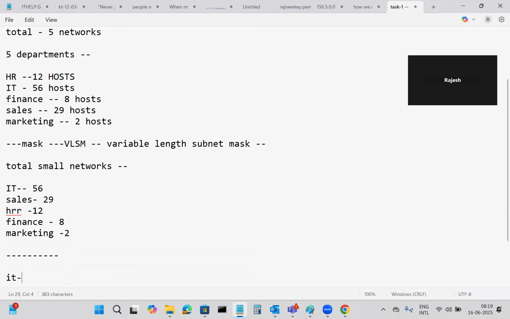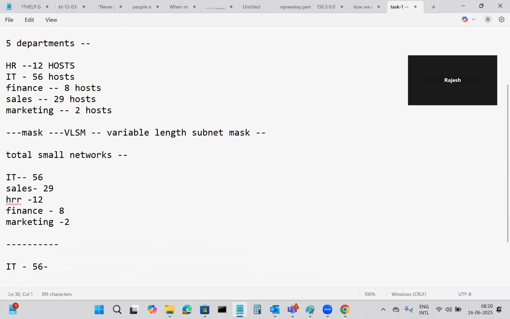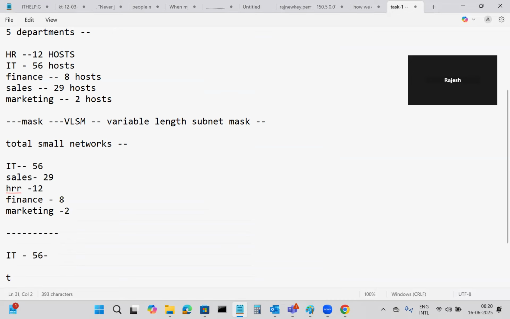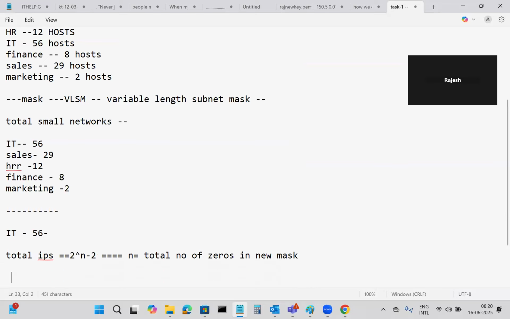So let's go for the IT. The requirement is 56. How can I get 56 IPs? What is the formula for total IPs? It is 2 to the power n minus 2, where n is the total number of 0s in the new mask. Okay, so my requirement is this 56.